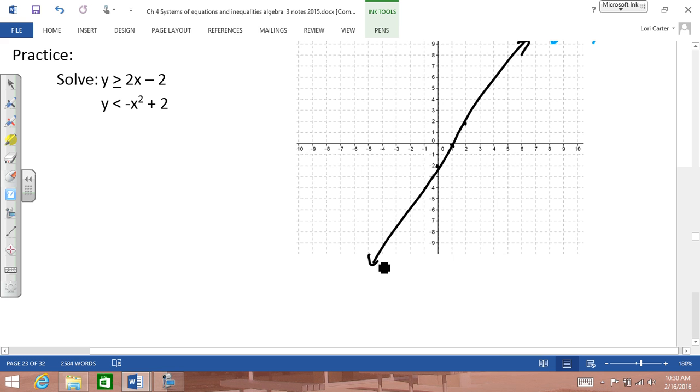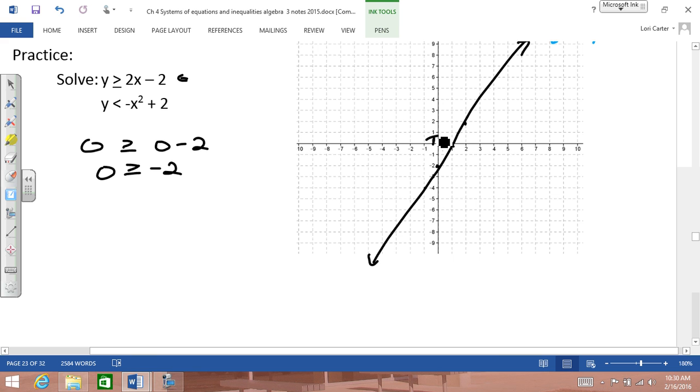Okay, now you plug in this point right here, 0, 0. So when you plug in 0, 0, you have 0 is greater than or equal to 0 minus 2. So is 0 greater than or equal to negative 2? True. So that means this point is true.